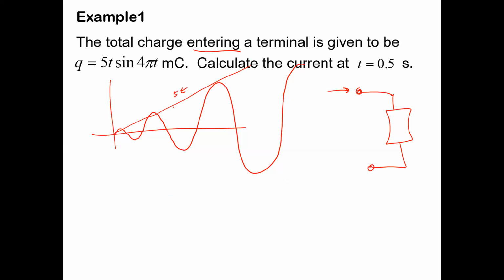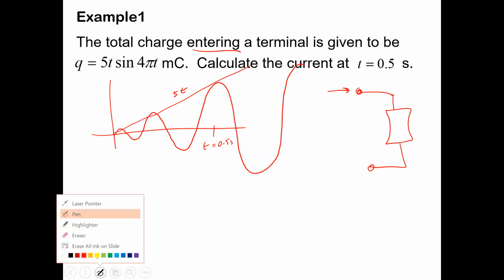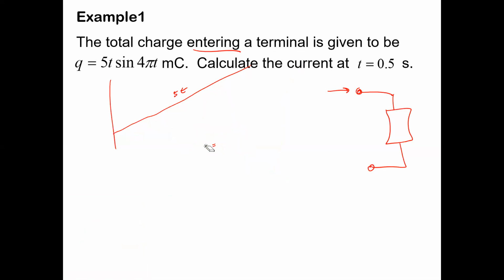And at some time t equals 0.5 seconds, we're trying to figure out what the current is. How are we going to figure that out? What's the formula say about current? dq dt, right? So we have to take the derivative of that curve at time 0.5 seconds. We have to do a little calculus to find the answer. So I'm going to give myself a little room and erase this.